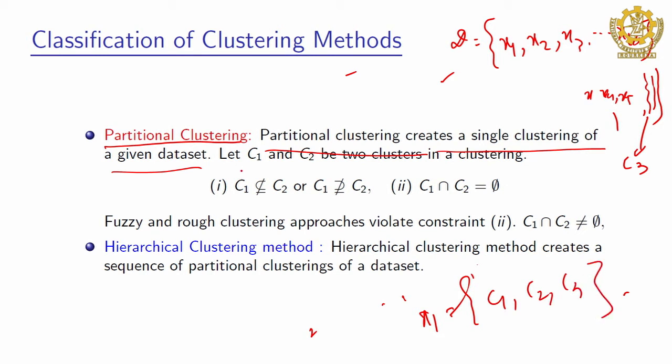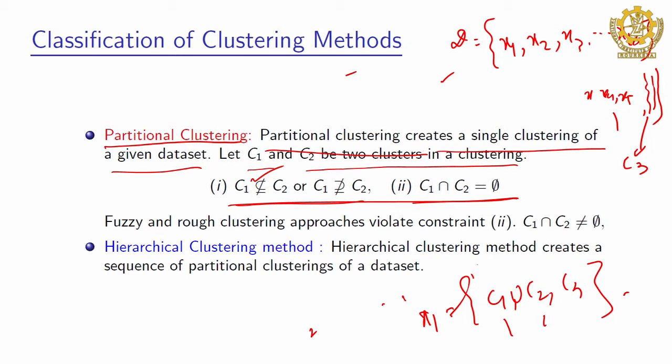Now, what is the characteristic? Let C 1 and C 2 be two clusters in the clustering. There should not be this relation, that is, two clusters cannot have a superset and subset relationship, and if you take the intersection then you will get the null. So, this is called partitional clustering. In partitional clustering you will get a single clustering and these two conditions will be satisfied. What are these two conditions? If you take two clusters C 1 and C 2, there should not be this kind of relation, that is, a superset subset relation is not there.